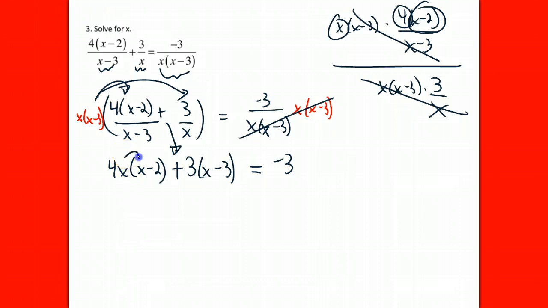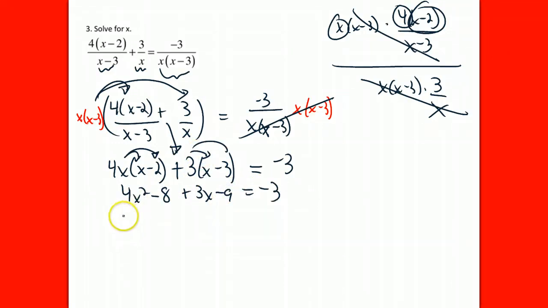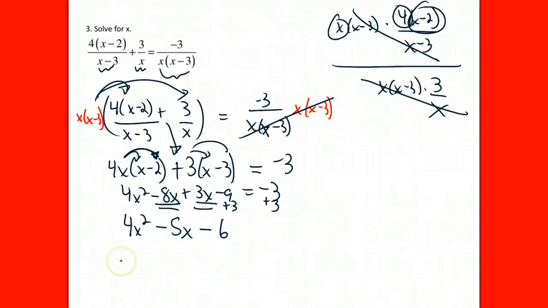And so we take it from here. 4x squared, distribute, minus 8 plus 3x minus 9 is a negative 3. 4x squared, well, I'm sorry, this was an 8x. Negative 8x, sorry about that. These combine to give you negative 5x. Let's add this 3 over. Okay. To give us a negative 6. Why add that 3 over? We want the quadratic set equal to 0. And now we try to factor. Hopefully it's factorable.